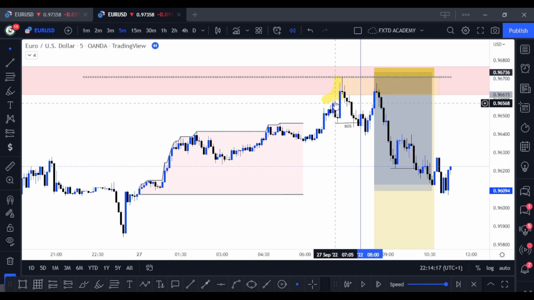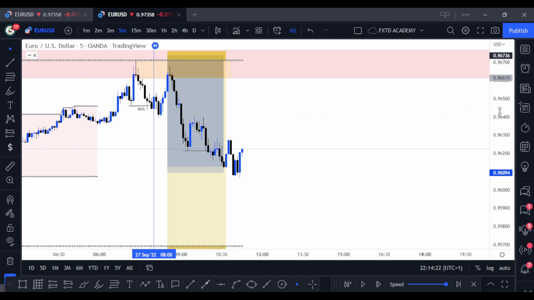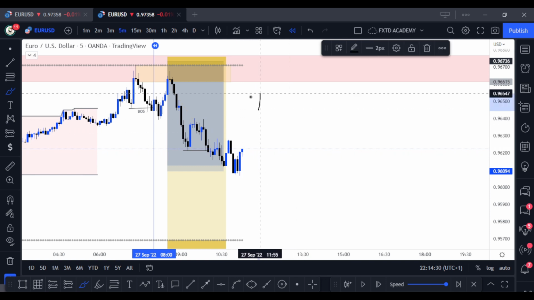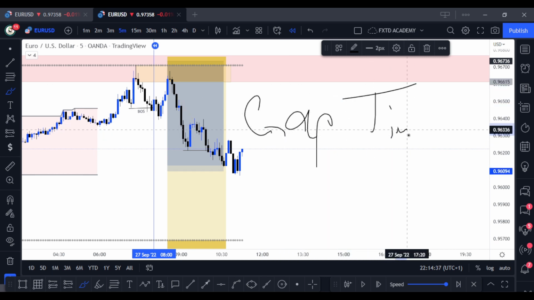So that's for the London session. Also for the New York session, there's a way you can approach it. On the New York session, what do you have? We have the stop hunt hour. Now from 11 a.m., I know most of you don't know this, is what's called a gap time. And what is the meaning of this gap time?